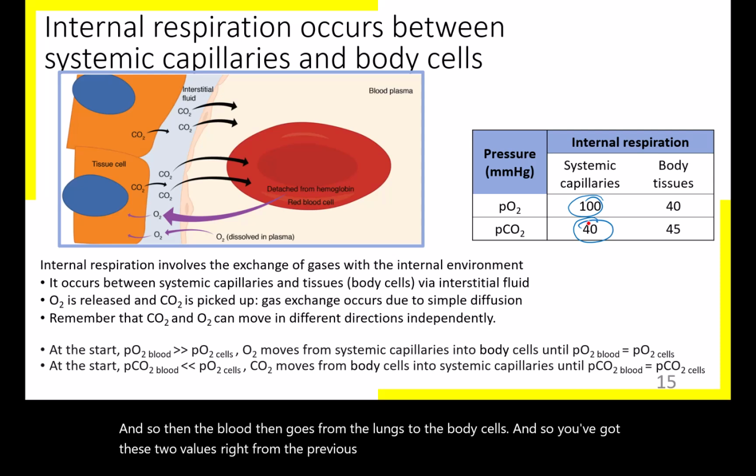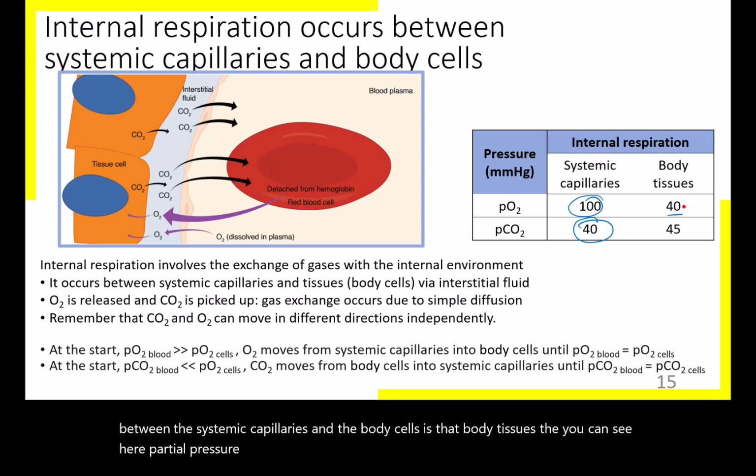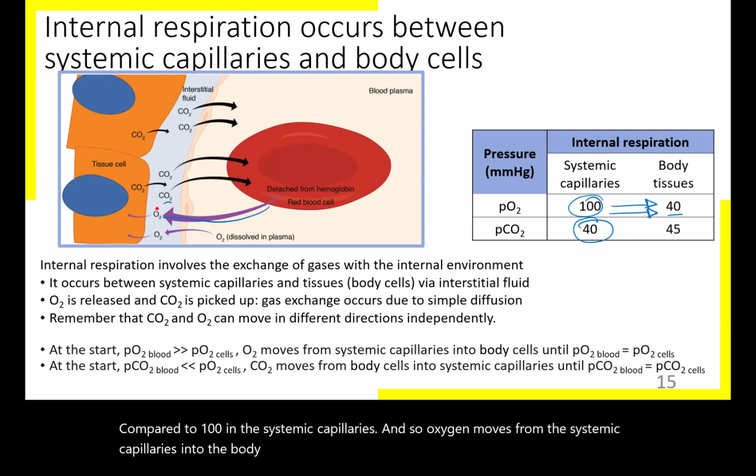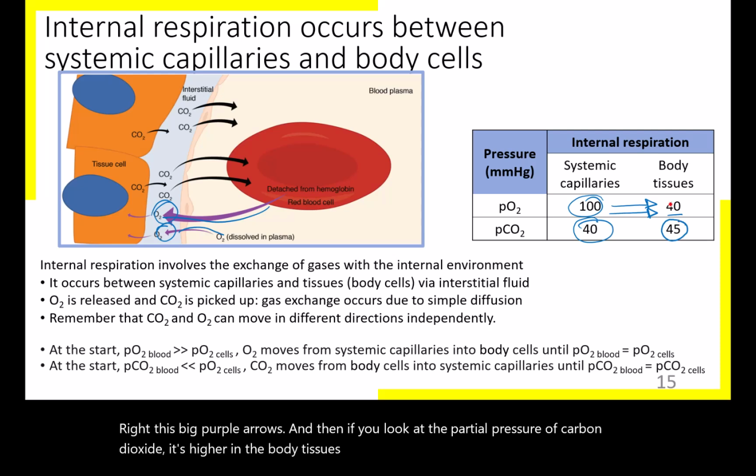And then between the systemic capillaries and the body cells, you can see here that the partial pressure of oxygen in the body tissues is 40 compared to 100 in the systemic capillaries. And so oxygen moves from the systemic capillaries into the body tissues, right? These are the big purple arrows. And if you look at the partial pressure of carbon dioxide, it's higher in the body tissues because carbon dioxide is generated by the body cells as a waste product.